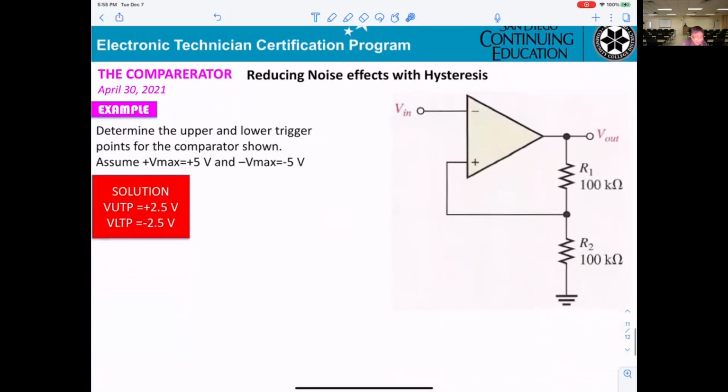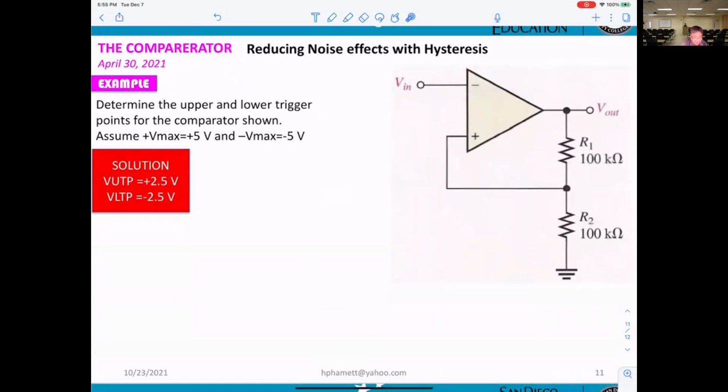Okay, this is the example here. They're using the reducing noise. First thing you see the circuitry, they want you to calculate the upper and lower trigger point of the comparator. Assume positive V maximum saturation is 5 volt and negative saturation is minus 5 volt. Okay, what do you have to do?